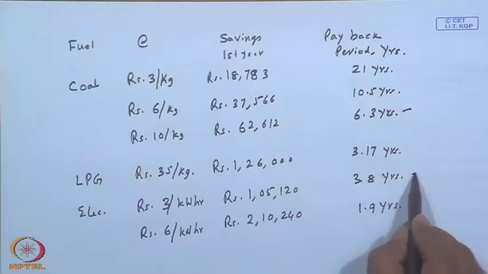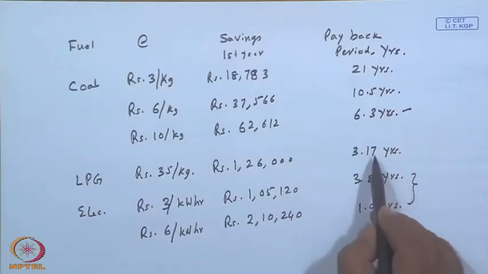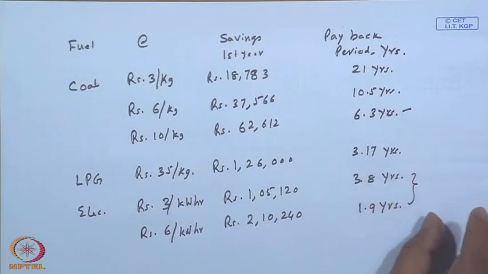And with respect to electricity, it should be somewhere in between, even LPG, 3 years. So again, I am assuming inflation and depreciation costs may cancel each other, and this is fairly indicative of the actual accrued savings or the payback period. Okay.